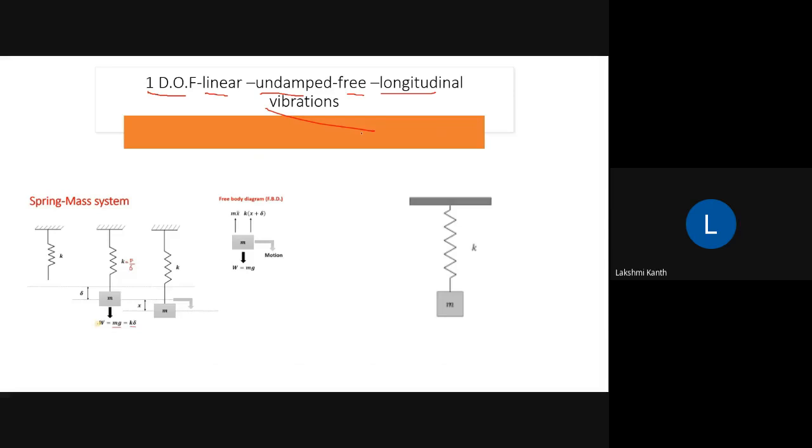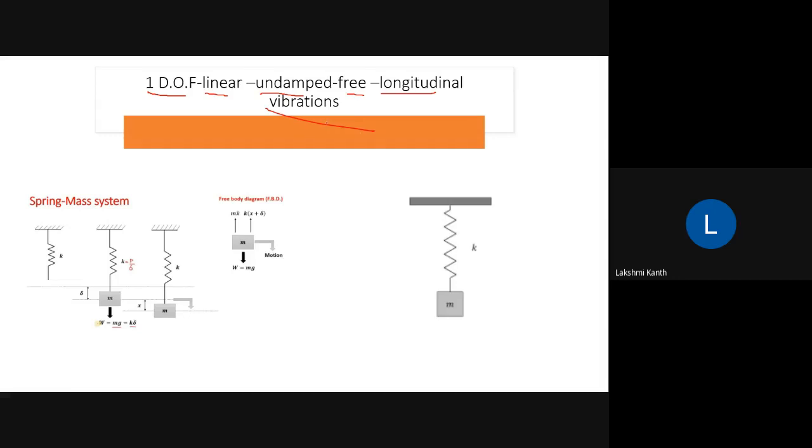Actually, this is there in our syllabus. In our syllabus, they are focusing on the undamped free vibrations. They mentioned only this point, undamped free vibrations, that too 1 degree of freedom. They mentioned again, 1 degree of freedom, undamped free vibrations. Okay, undamped 1 degree of freedom vibration systems.